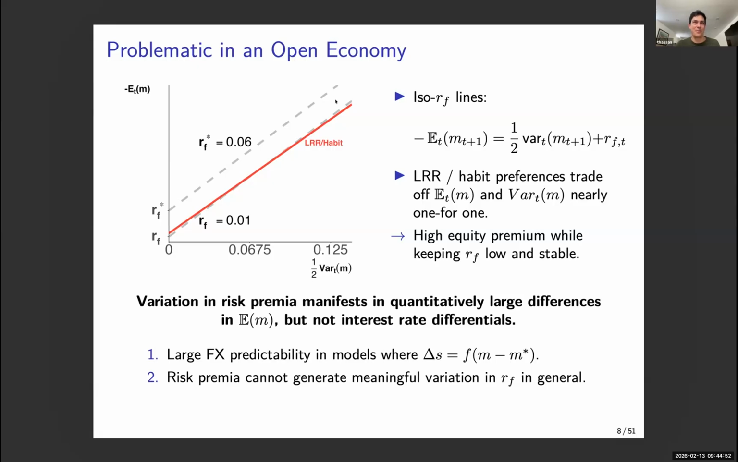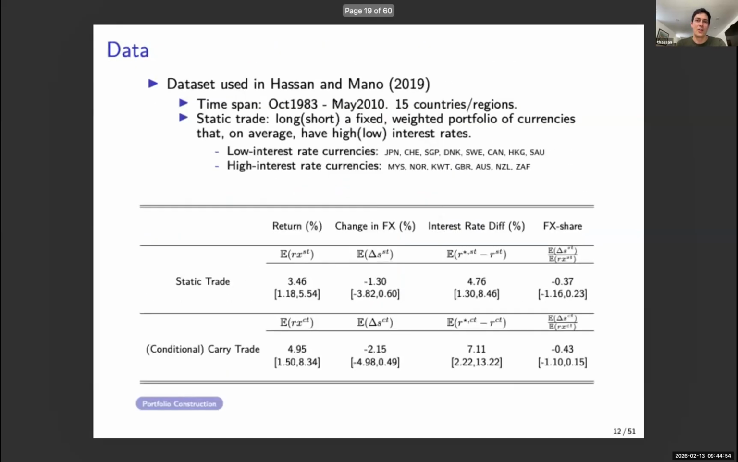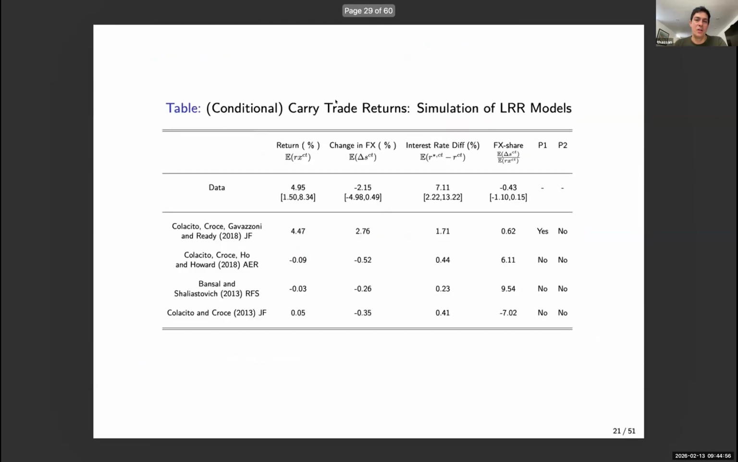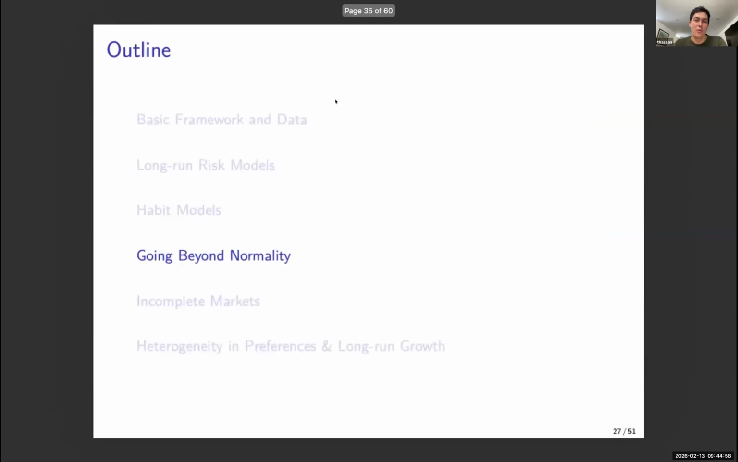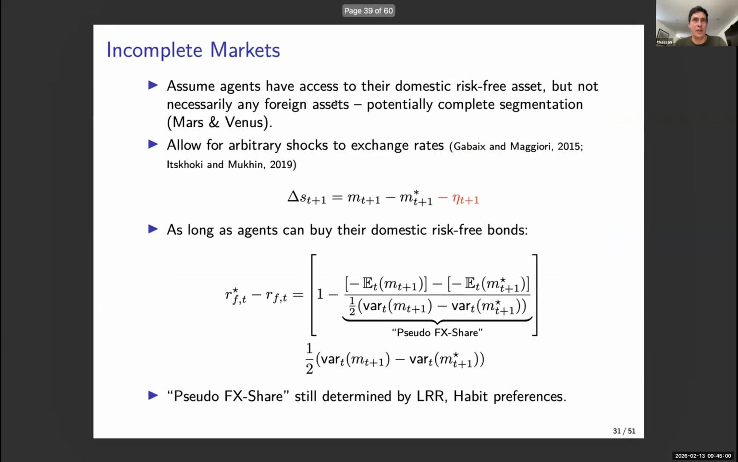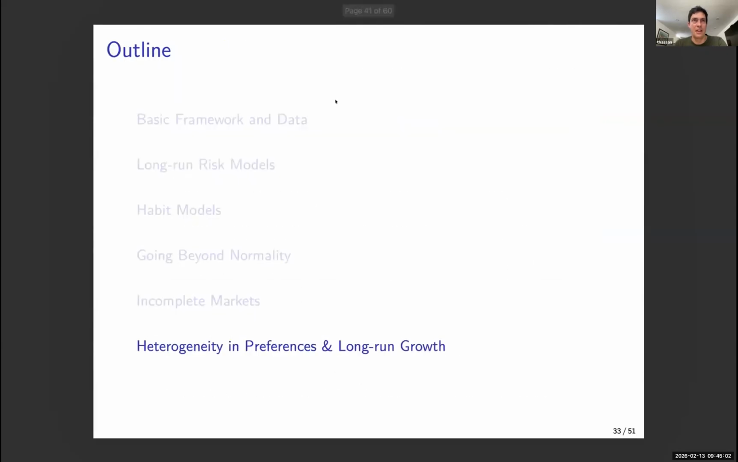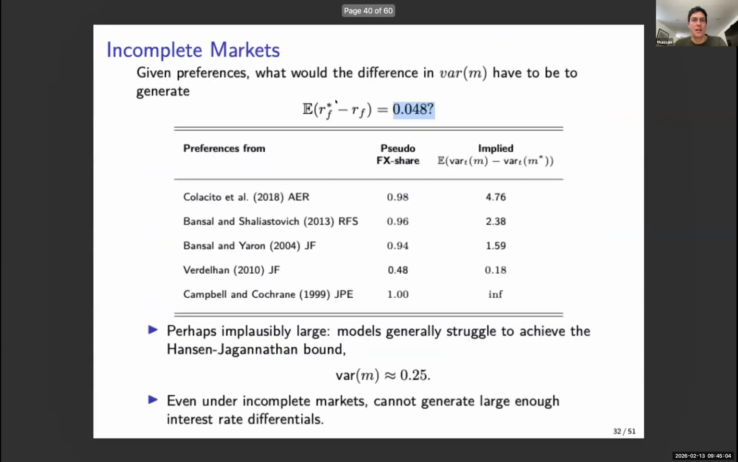That's the point. The fundamental issue is that with preferences that resolve the equity premium puzzle and the risk-free rate puzzle, you can't get large enough interest rate differentials to match the data, even if you totally forget about the behavior of exchange rates.